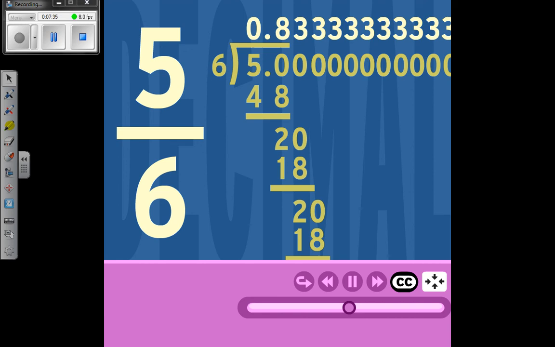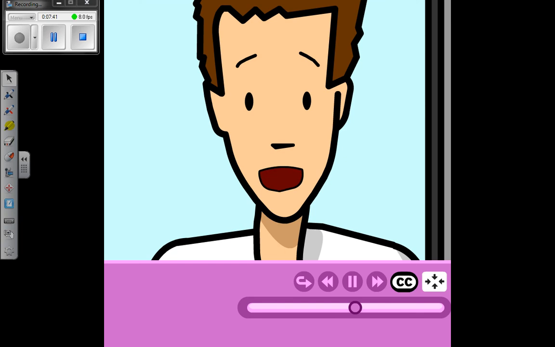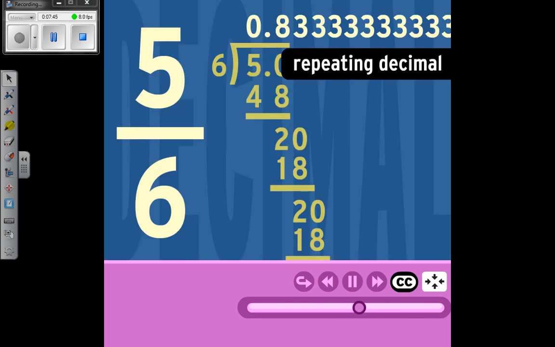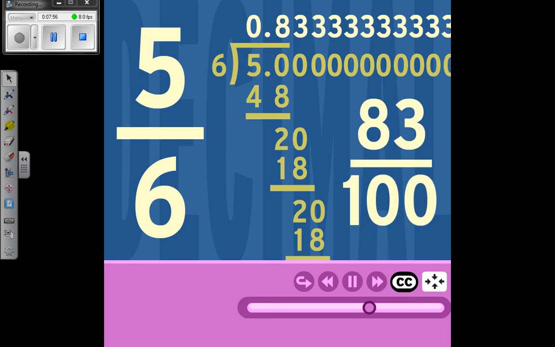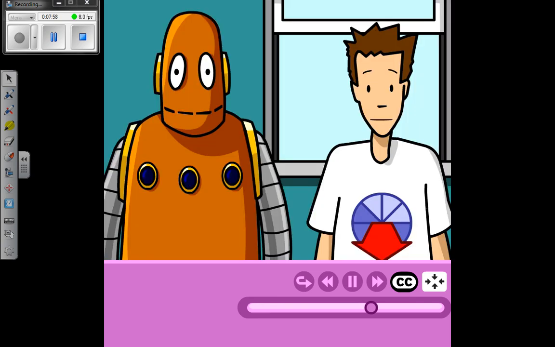That's 0.833333333, and so on. When a decimal repeats a number like that, it's called a repeating decimal. We can round it off at the hundredths place if we like, and say that 5/6 is about 0.83, or 83 hundredths. And that's how you convert fractions to decimals.